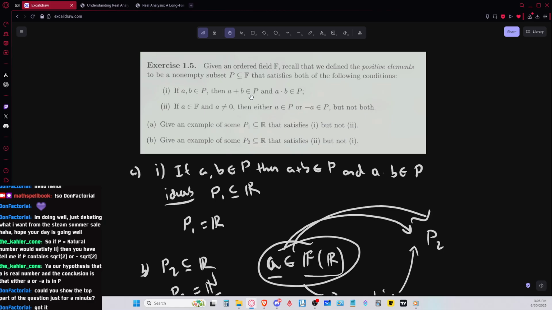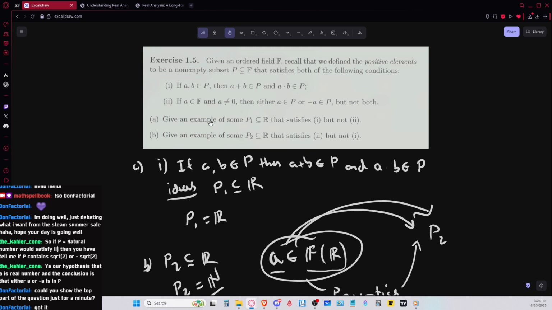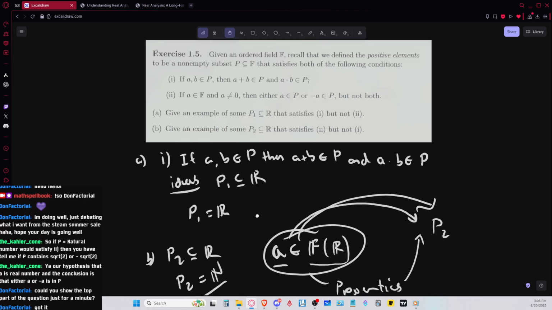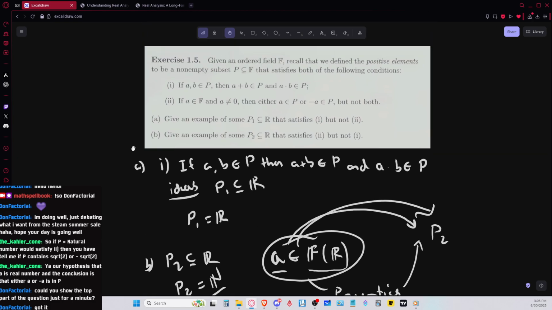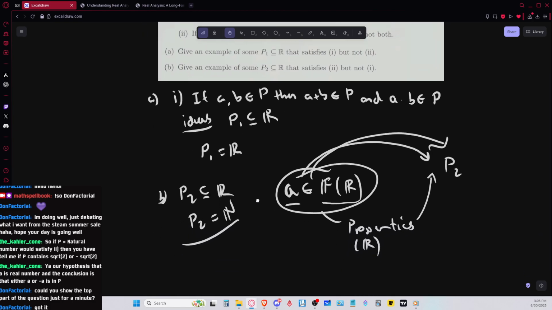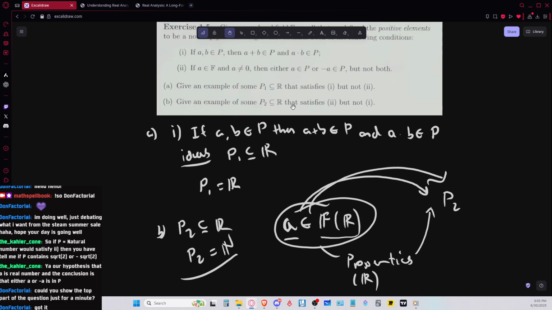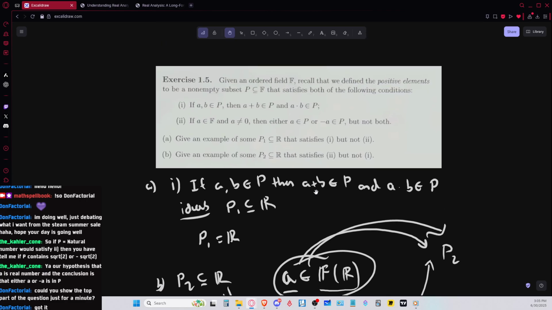I think I've been stuck on it because for letter A, I understood it by basically thinking, oh, since the real numbers have both the negative and the positive numbers in it, then it cannot fulfill 2. And that's one example I thought of for P1, for letter A. Now for letter B, for P2, we have to satisfy 2, but not 1.